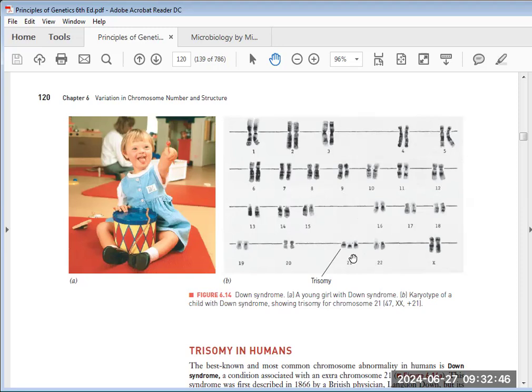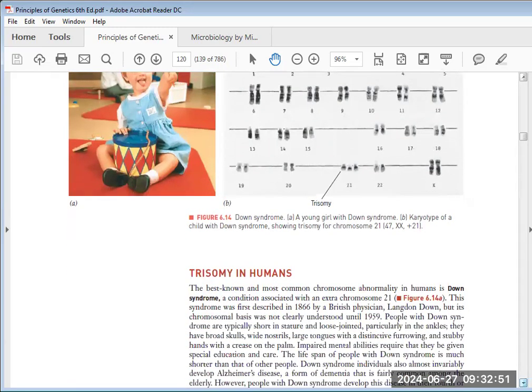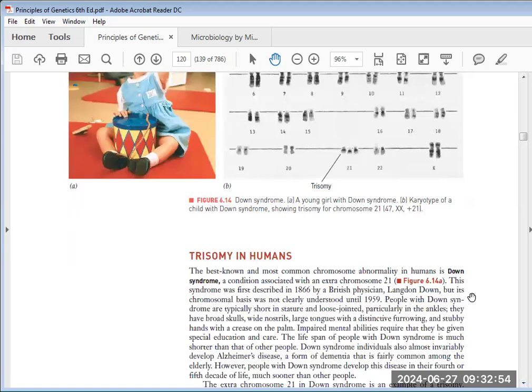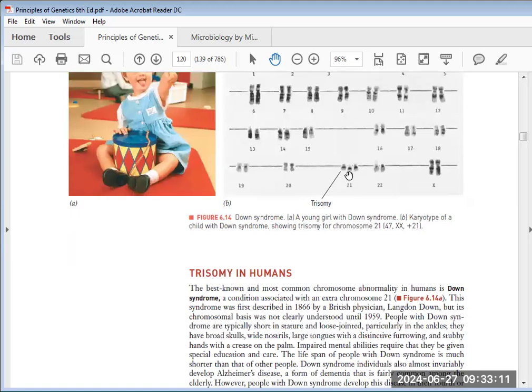The name of the disease is Down syndrome, and its introduction is given below. This child is abnormal, and the disease is Down syndrome. This syndrome is named after a British physician, Langdon Down, who in 1860 described this disease. But this nature, that they possess an extra chromosome 21, was revealed in 1951 when cells of such patients were observed cytologically by microscope.